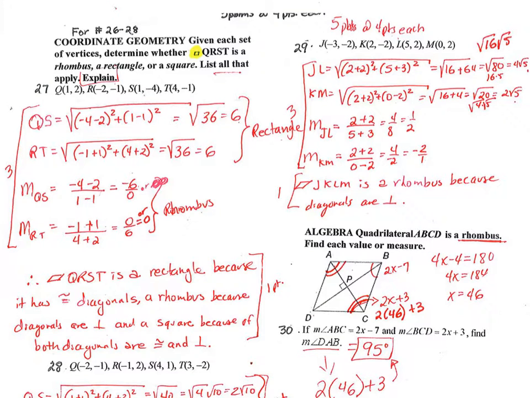And number 27, 28, and 29, it says that you need to determine whether... see that I highlighted that symbol because it's already saying that that's a parallelogram, okay? So all you have to say is what type of special parallelogram that is: a rhombus, a rectangle, or square, and then you need to list all that apply and explain why you're deciding that it is one or the other or all three of them, okay?